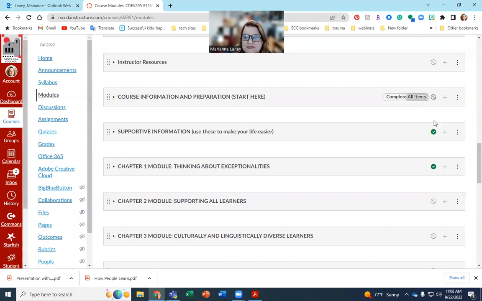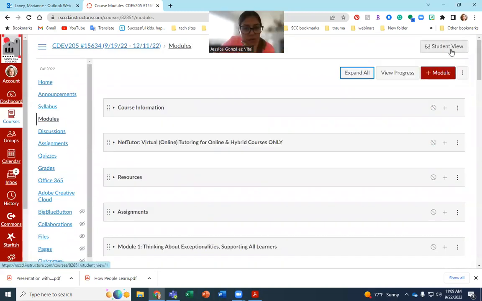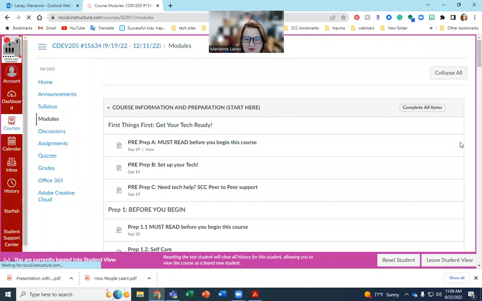You guys should only be able to see 1, 2, 3 modules. Can somebody verify that for me? I saw all of that the other day. I apologize. I did not know that was there. So now can you see just 3 things?